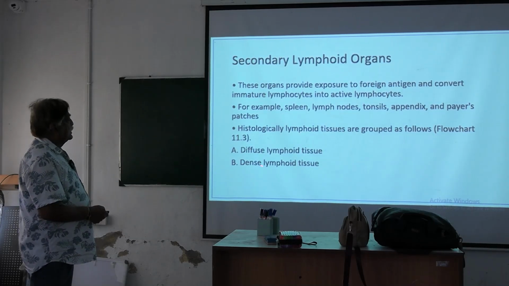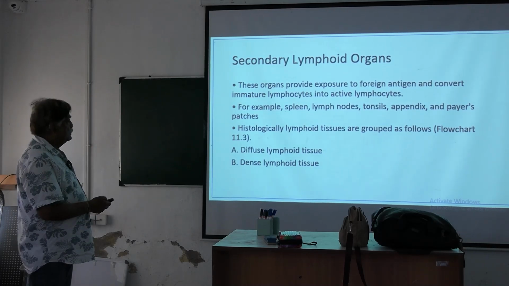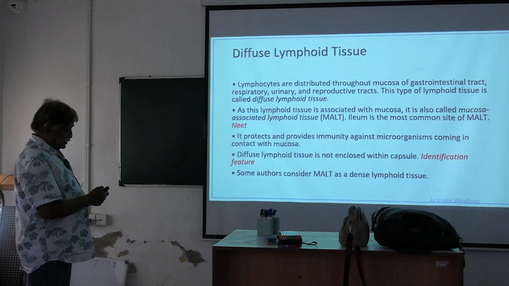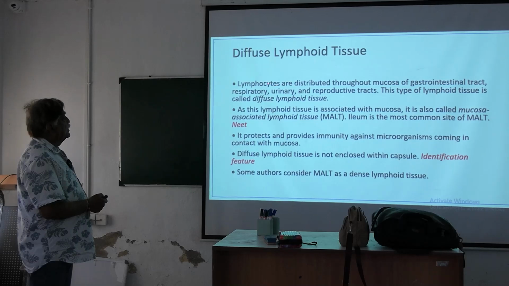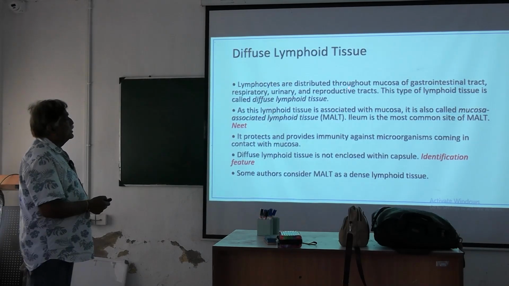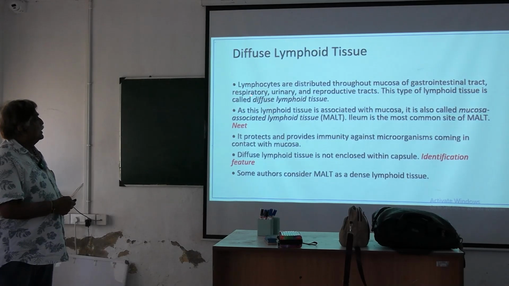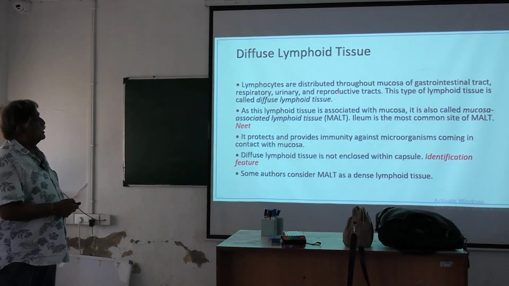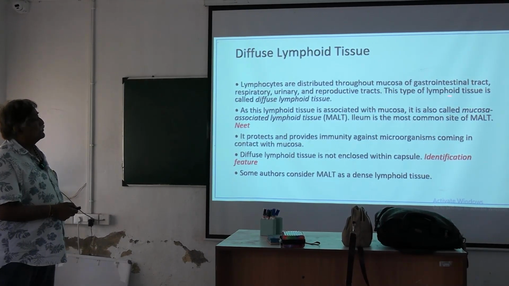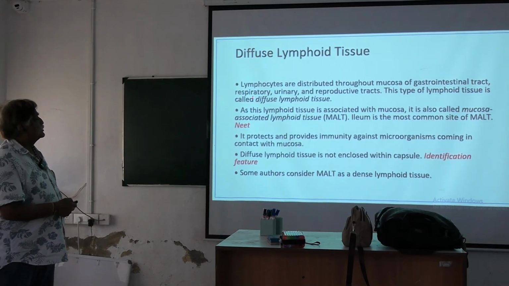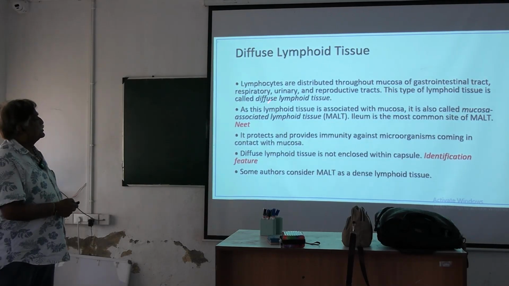Histologically, lymphoid tissues are grouped as follows: diffuse lymphoid tissue and dense lymphoid tissue. Now, in diffuse lymphoid tissue, lymphocytes are distributed throughout the mucosa of the gastrointestinal, respiratory, urinary and reproductive tracts. This type of lymphoid tissue is called diffuse lymphoid tissue.